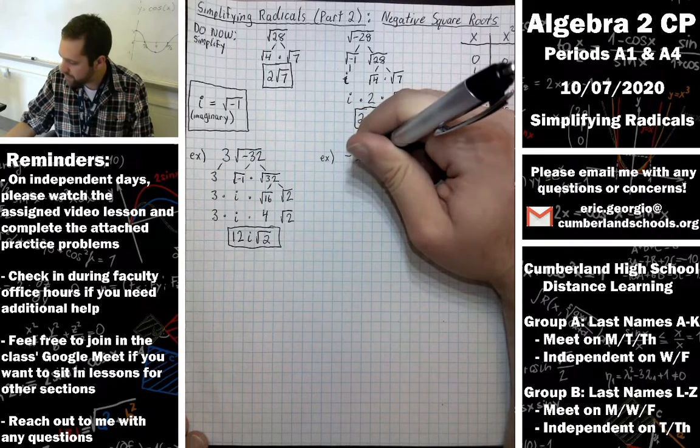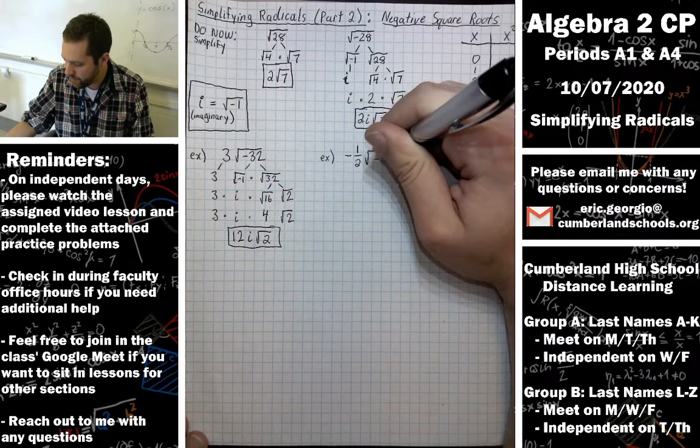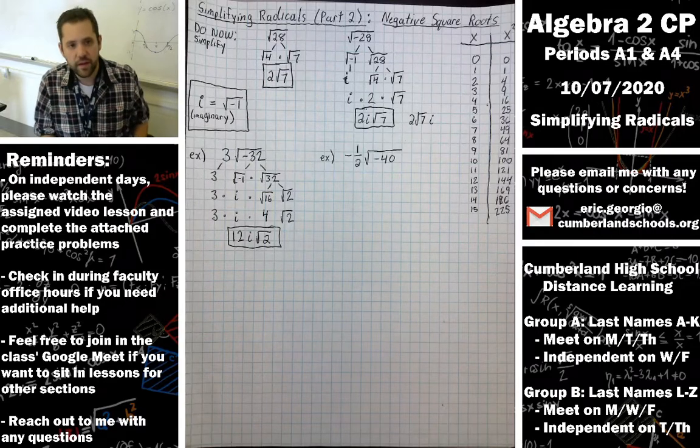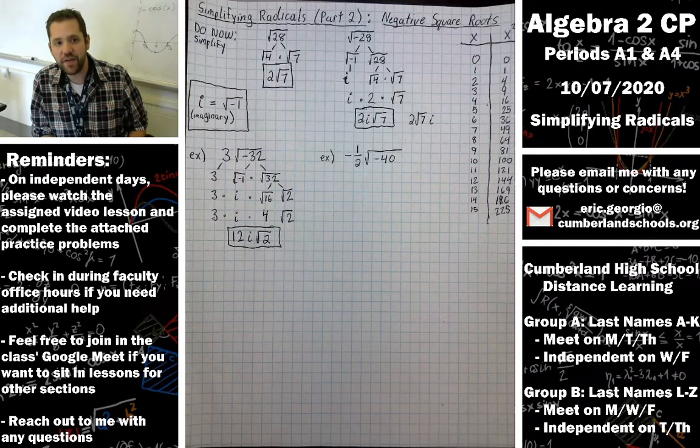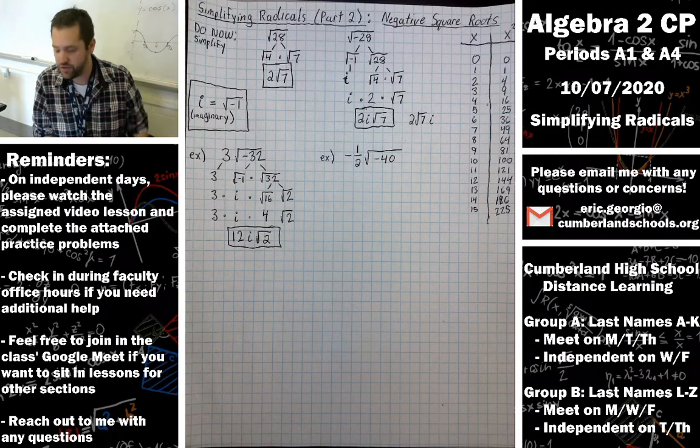Negative 1/2 times the square root of negative 40. Okay. You're probably noticing already that these are really the same as if it was the square root of positive 40, just now there's that extra i step in there. And that's absolutely true. Okay?